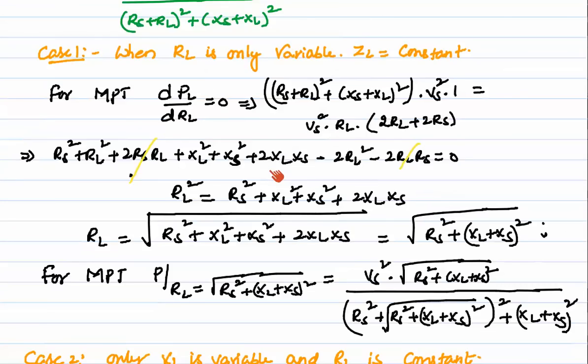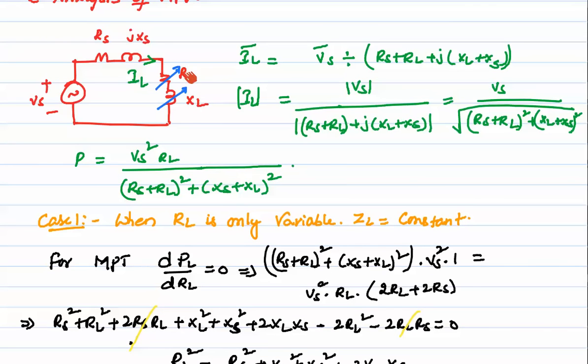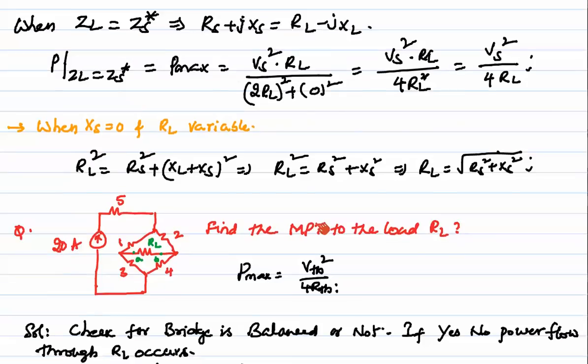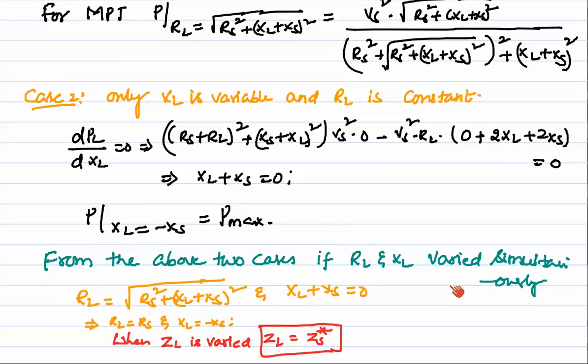So friends, when RL is varied, RL is equal to the square root of RS square plus (XL plus XS) whole square. We get that. And next, when only XL is variable, XL is equal to minus XS. When these two conditions are combined, we get RL is equal to RS, XL is equal to minus XS. That implies ZL, the load impedance, is equal to the complex conjugate of the source impedance.